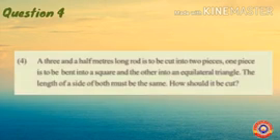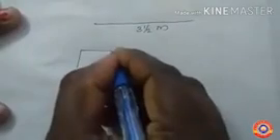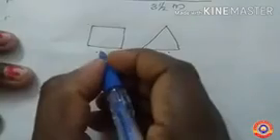Question number 4. A 3.5 meter long rod is to be cut into two pieces. One piece is to be bent into a square and the other into an equilateral triangle. The length of a side of both must be the same. How should it be cut? Here, a 3.5 meter long rod is cut into two pieces. The first is bent to make a square and the second piece is bent to make an equilateral triangle. In both figures, the length of the side is the same.